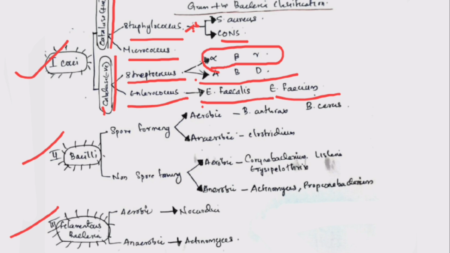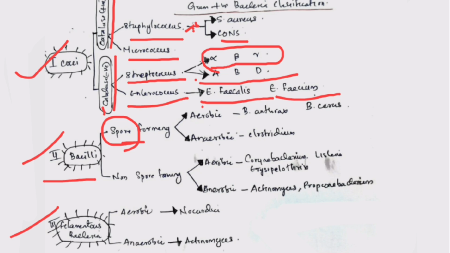The next major group is the gram-positive bacilli. These are classified mainly based on whether they form spores or not. So first, what are spores? Spores are a highly resistant, metabolically inactive form of the bacteria. They allow survival under harsh conditions such as heat, drying, and disinfection. Spores also help bacteria escape our immune defenses and persist in the environment.